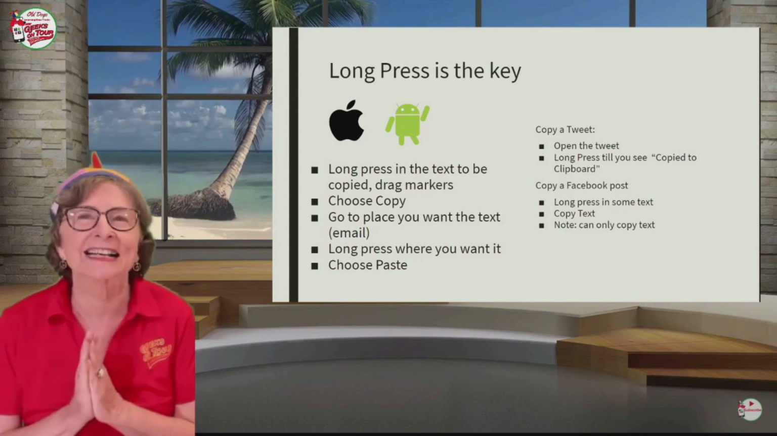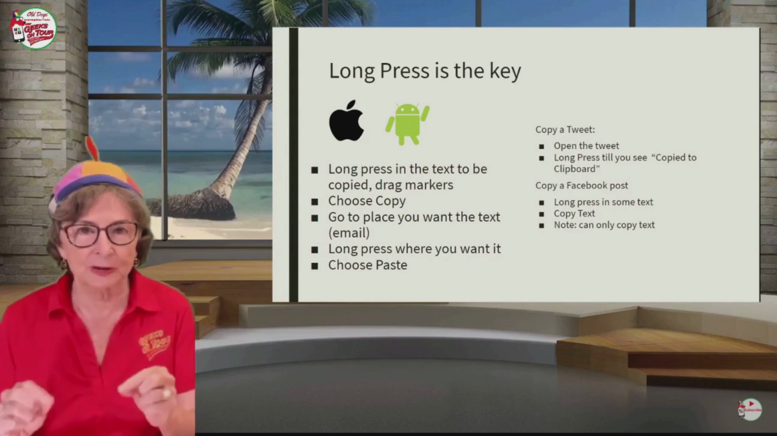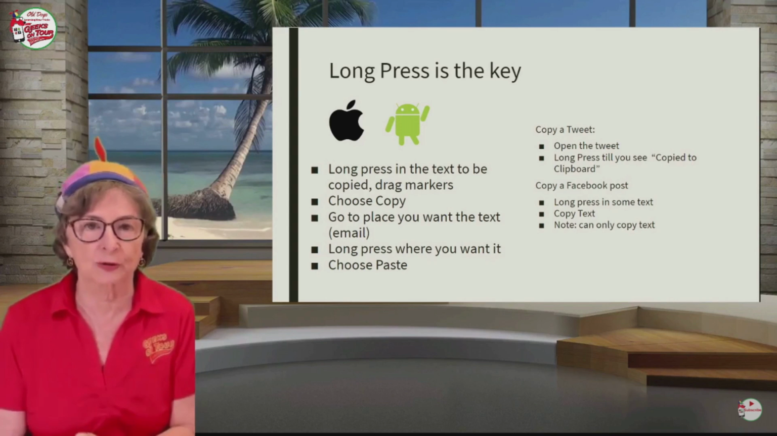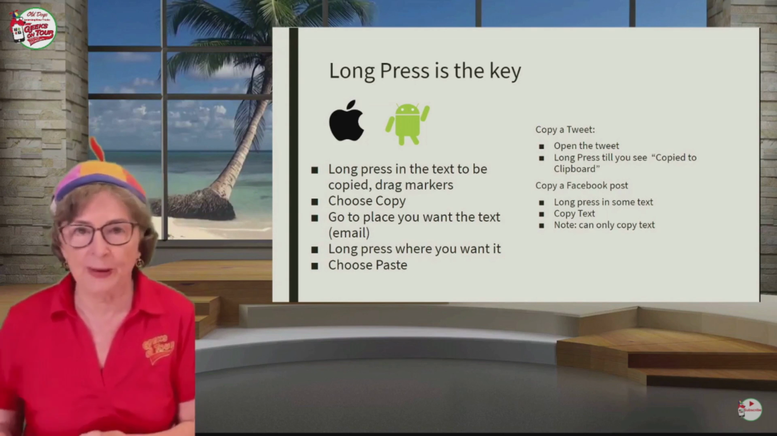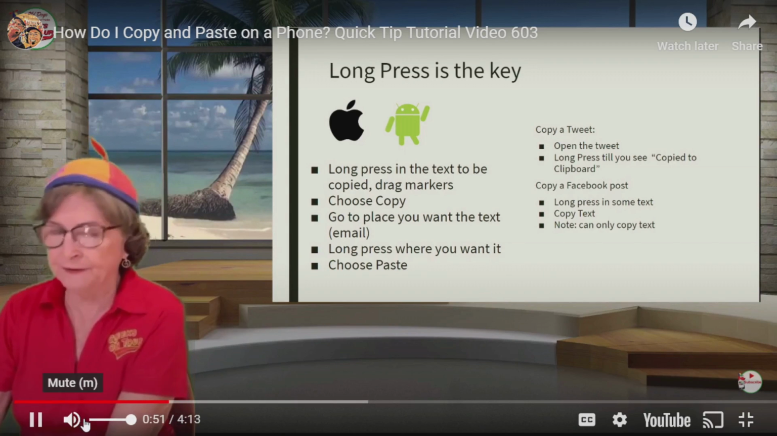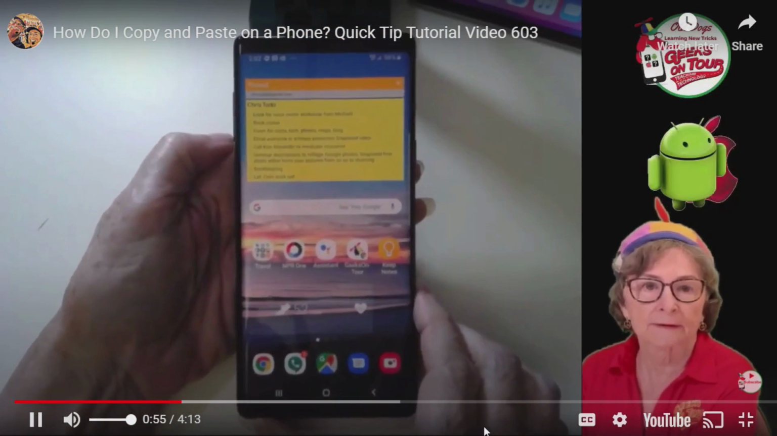Isn't that nice? And long press is the key. So you long press until some little markers pop up. You drag them to what you want to see. Then you choose copy. It'll pop up on the screen. Go to the place you want the text and long press and paste. Let me show you how. They say it works exactly the same on iPhone and Android. I'm going to show you on my Android Samsung phone.